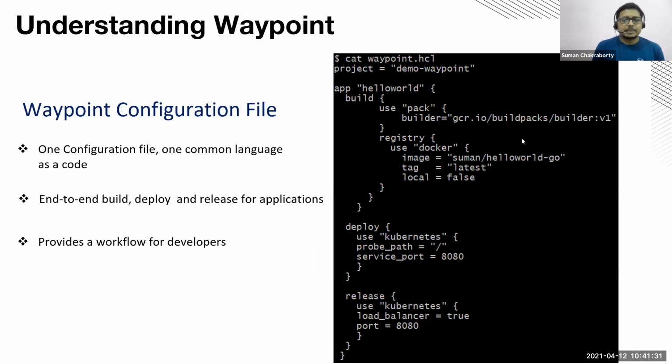So let us understand a bit about Waypoint here. Waypoint as a configuration file allows you to define the hierarchy of what the project is. In that project, there can be multiple applications that you can deploy. And in those applications, there are three different phases: a build phase, a deploy phase, and a release phase. Build is where you have your application binaries and dependencies compiled, validated, and created into an artifact.